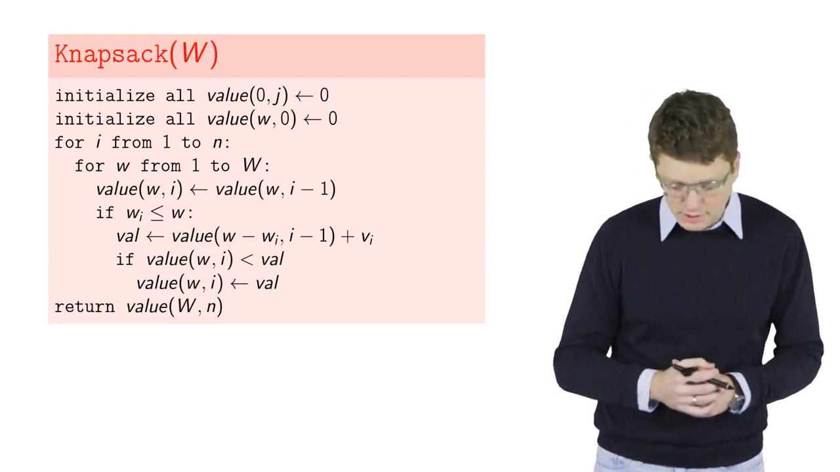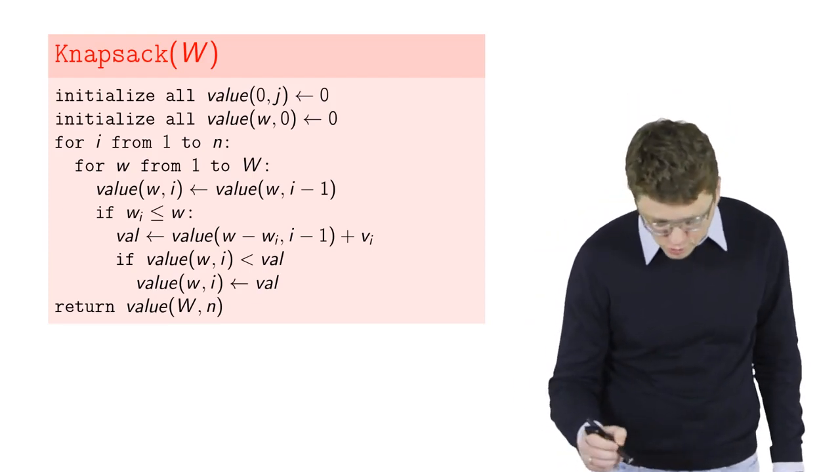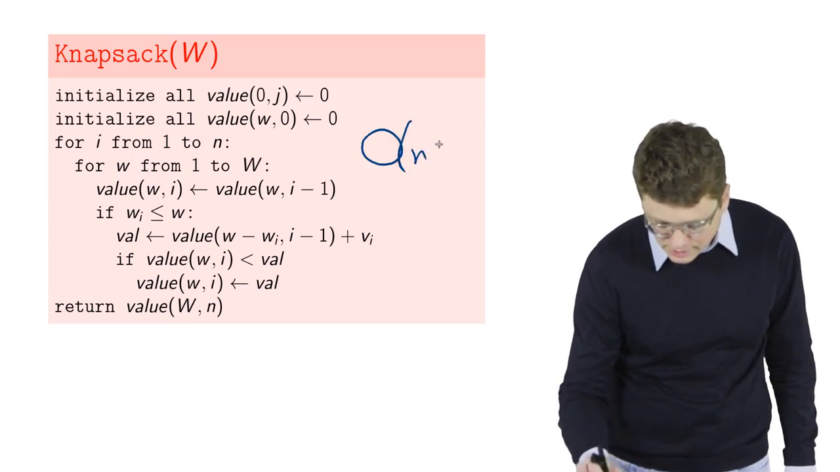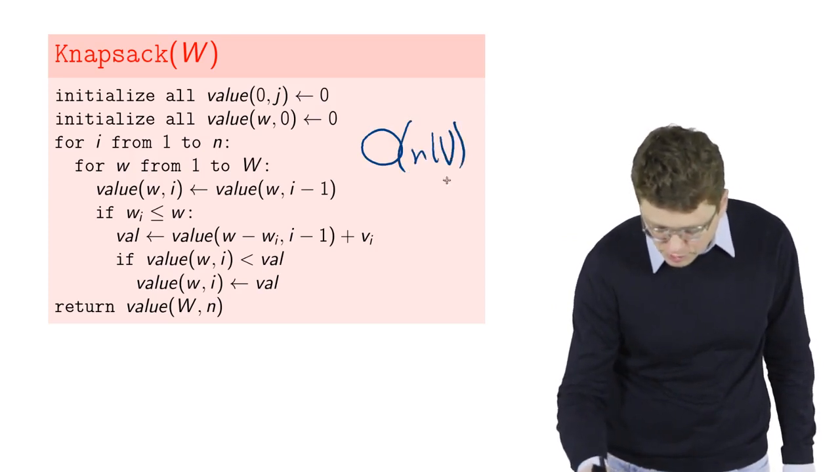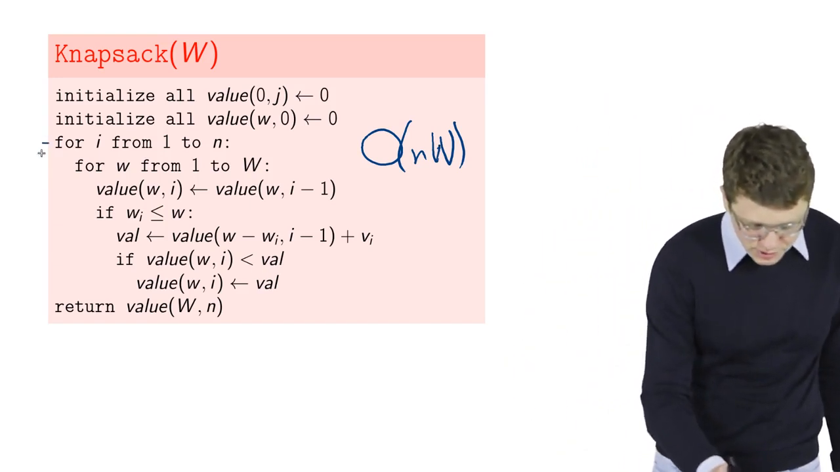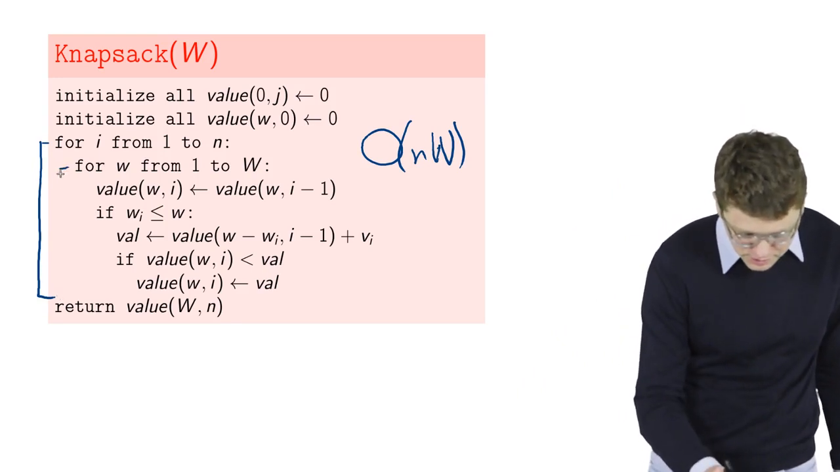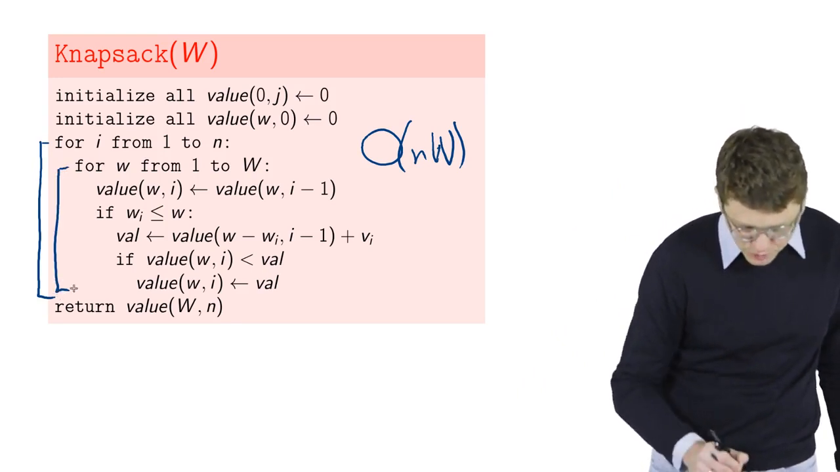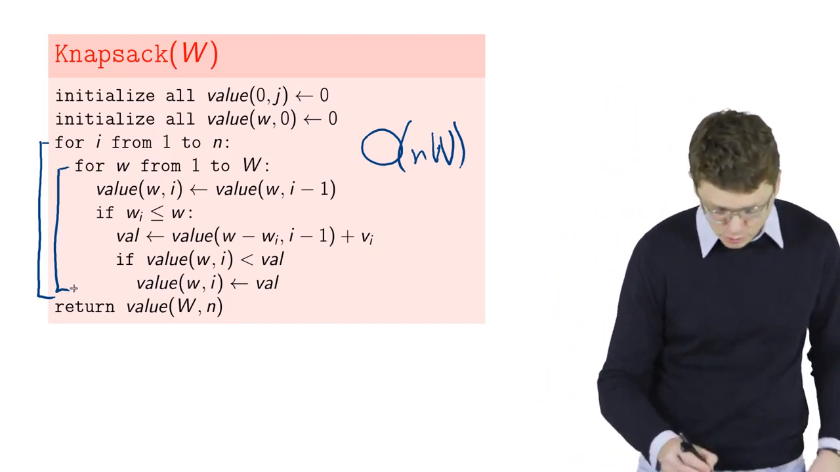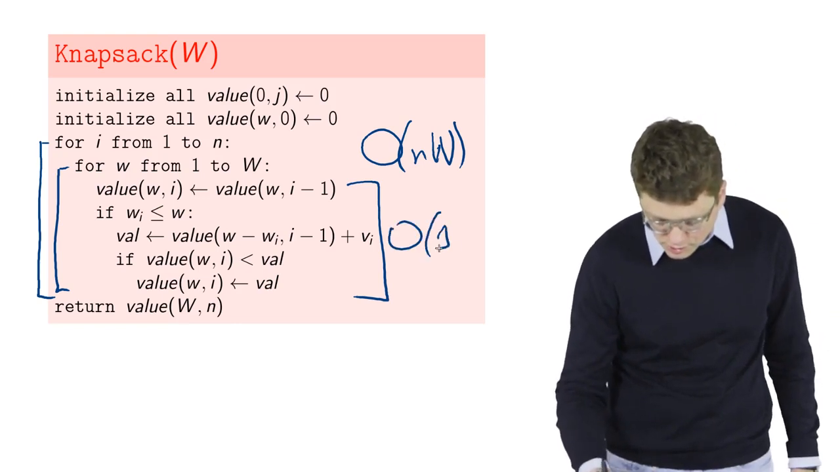So let's analyze its running time. It is not difficult to show again that its running time is actually the same. It is again n multiplied by W. This is again just because we have two loops here. So this is the first loop with n iterations, and this is the inner loop with W iterations, and what is going on inside only takes some constant time.